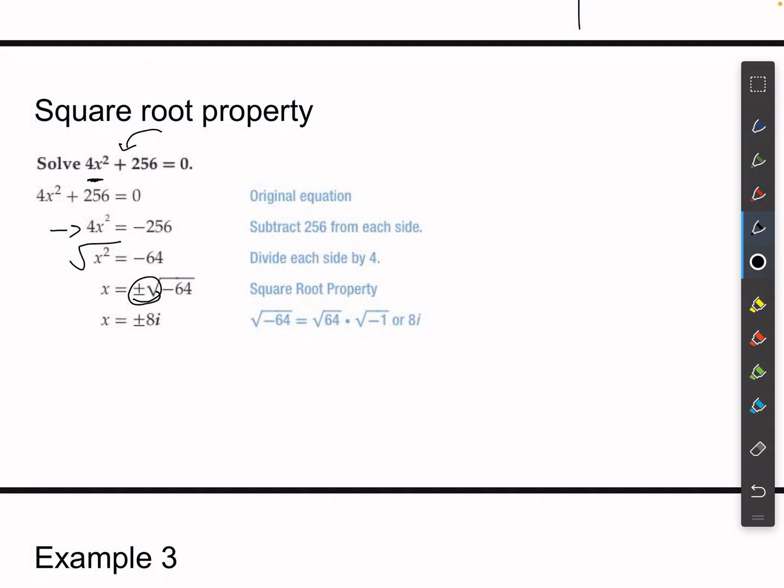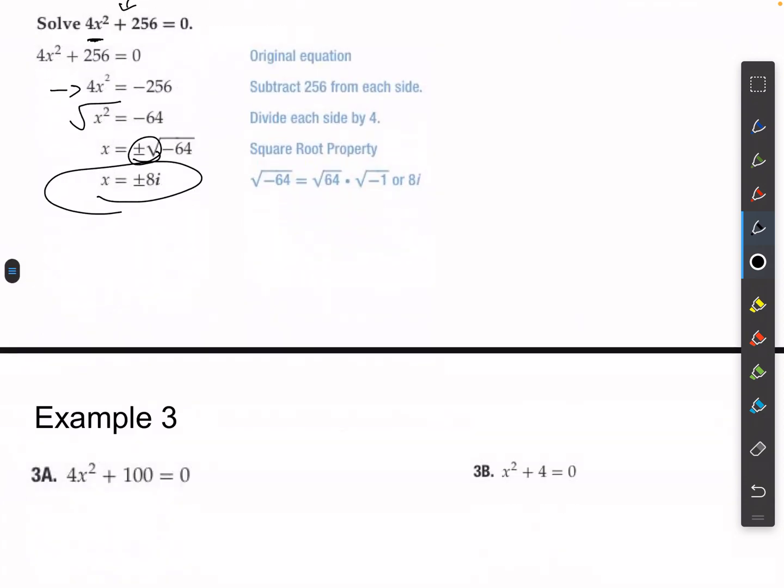And then you have the square root of a negative number there. Well, now, instead of saying no solution, we can actually say that there is this solution. It's just in the imaginary number realm. It's not imaginary, though. It's a very real thing. It's a very real number. So just remember that. This is equivalent to plus or minus 8i.